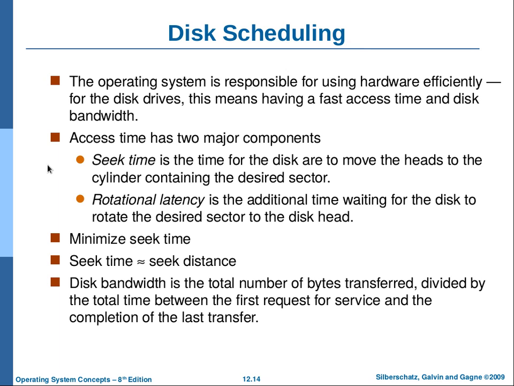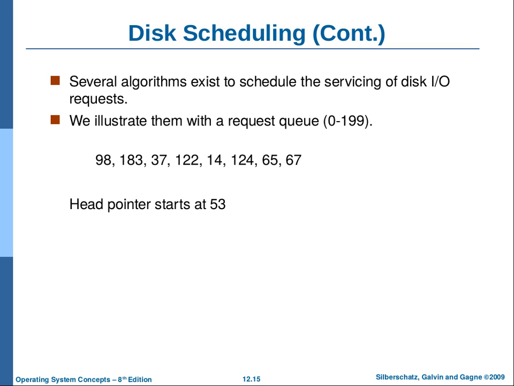All right. Access time has two components, your seek time and your rotational latency. So we want to minimize the seek time. Usually it's the seek distance, roughly. It's proportional, is what we're basically saying, because your arm is going to spin or move at a constant rate, so really it's the distance. So you want to try and minimize the distance you need to seek. Bandwidth is the total number of bytes transferred divided by the total time between the first request for service and the completion of the last request.